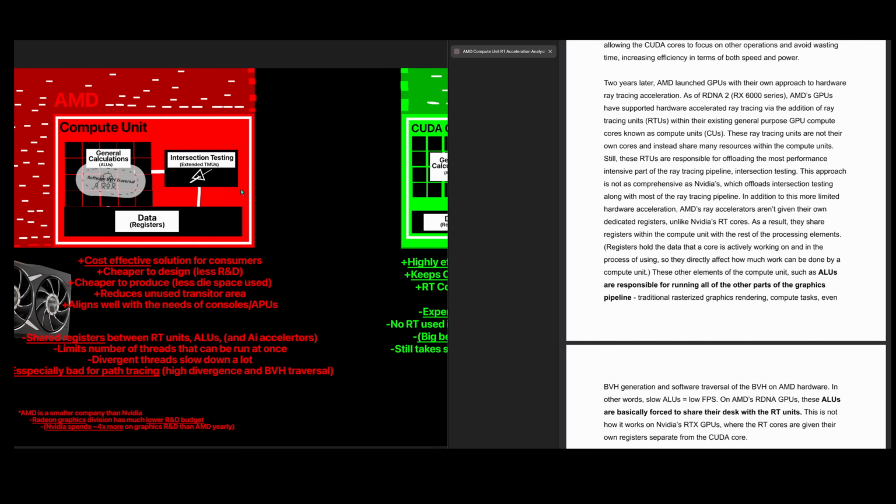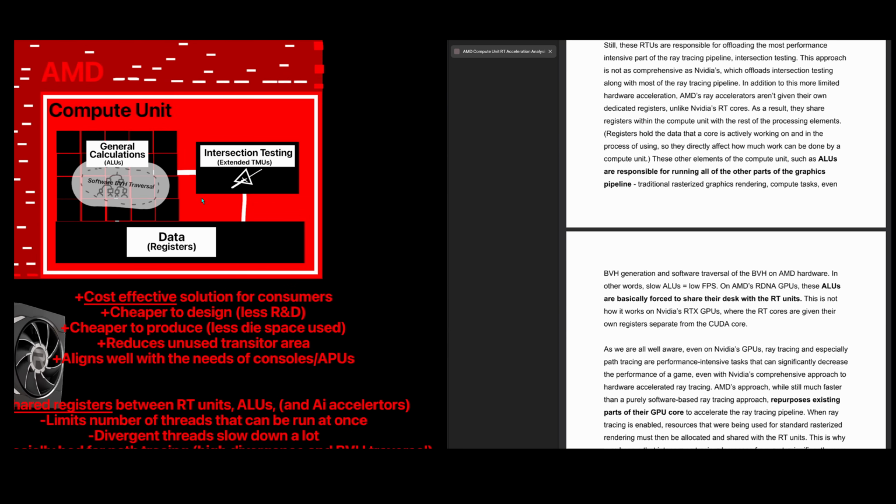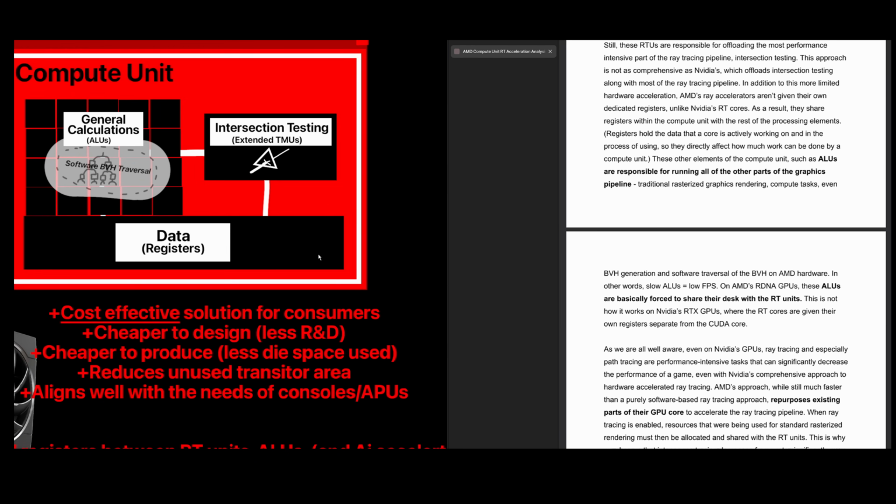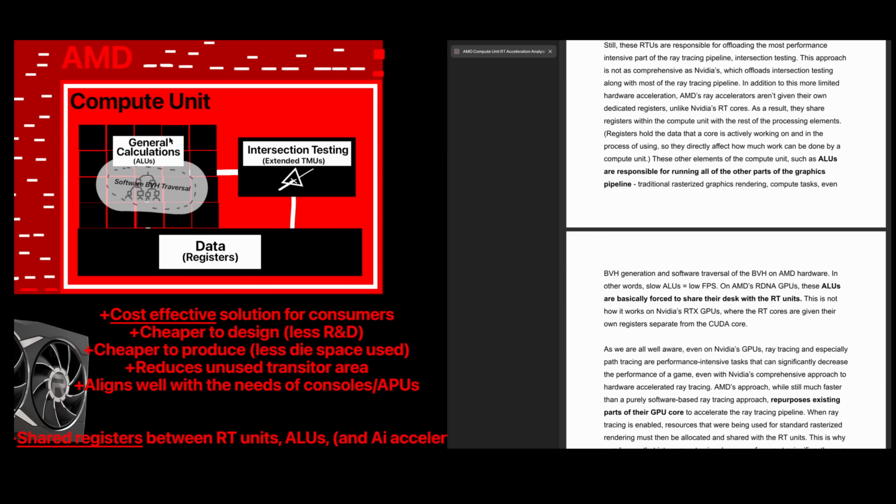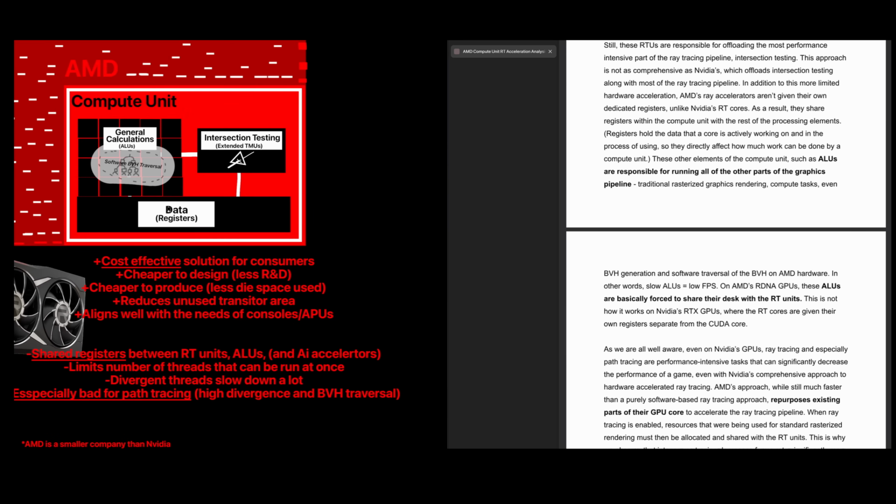In addition to this, on AMD's GPUs, the RTUs, the ray tracing units, aren't given their own dedicated registers, unlike Nvidia's RT cores. And because of this, the registers within the compute unit have to share with the rest of the processing elements. And these registers are like tiny blocks of memory that hold the data that the cores are actively working on. So they very directly affect how much work can be done at a time on a compute unit. And on AMD's GPUs, the ray tracing units are forced to share the same registers with the rest of the compute unit that is responsible for doing other calculations like raster rendering and compute tasks and anything else.